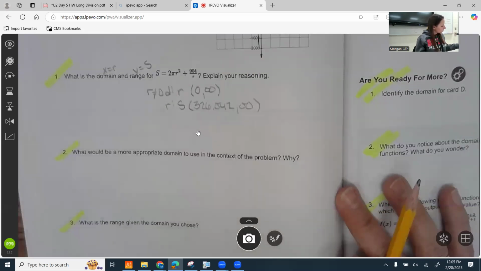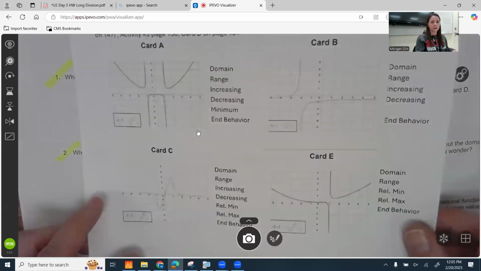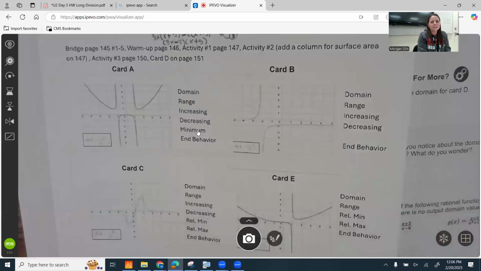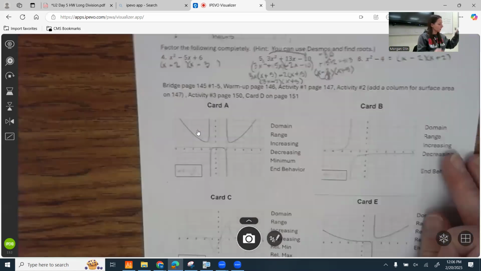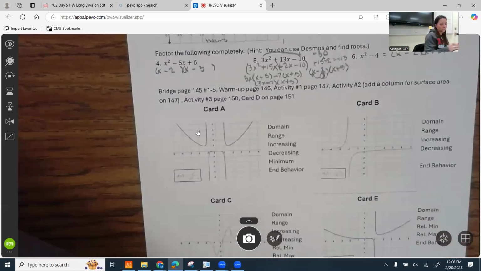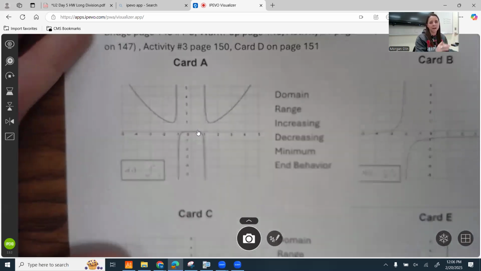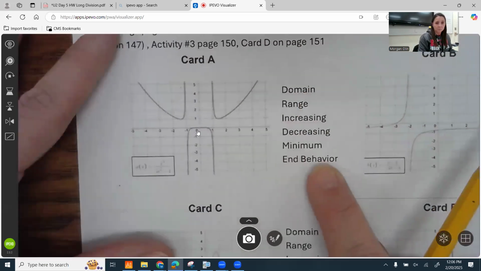What I want you to do is go back to your packet and let's go to this page right here. You see some cards on this, and this is similar to those pictures that you were just doing a second ago. We want to look at a series of cards and pick out their domain and range. Now that was a word problem. Here we are going to deal with negatives. We're also going to look at some other things that we've talked about previously.